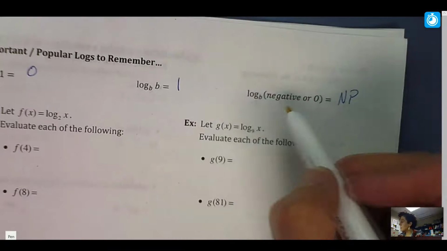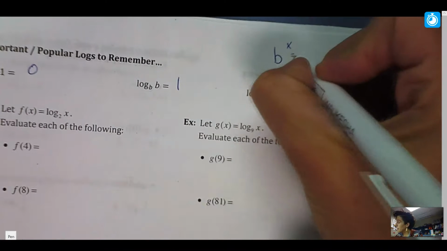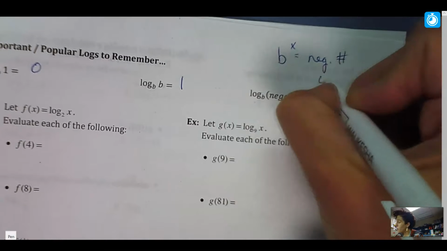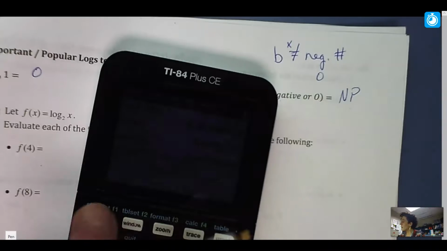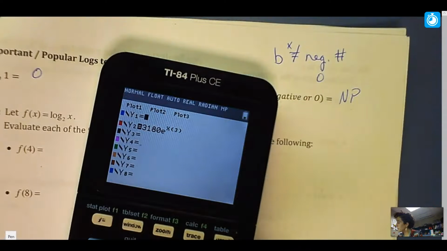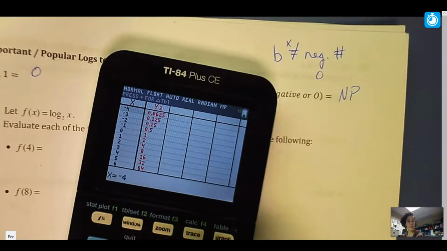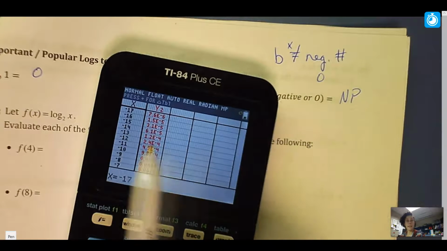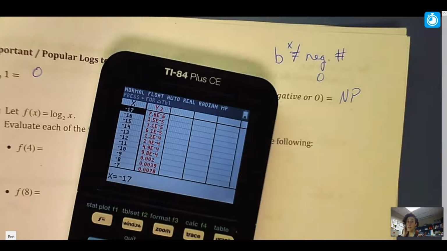And the reason why is you can't take something to a power and get a negative number. This is never going to happen. Or 0. This is impossible. If you take b to some power, that will never happen. And a good example to see is if you just took 2 to any power, and then if you looked at your table, you're going to see that I will never get a negative number. These numbers will get smaller, right? And that's what this is saying, that these are getting closer and closer to 0. But they're never going to become 0, and they're never going to be a negative.